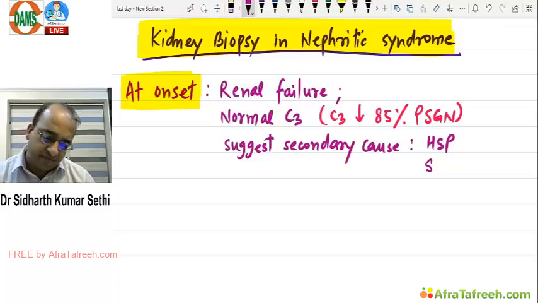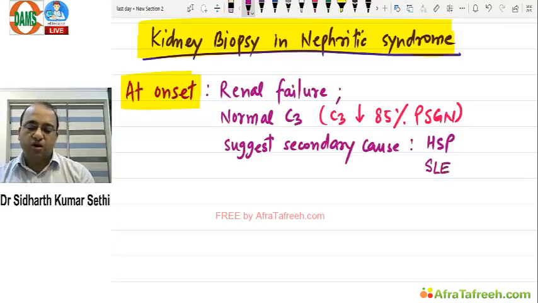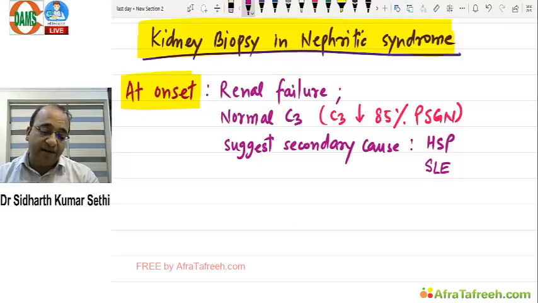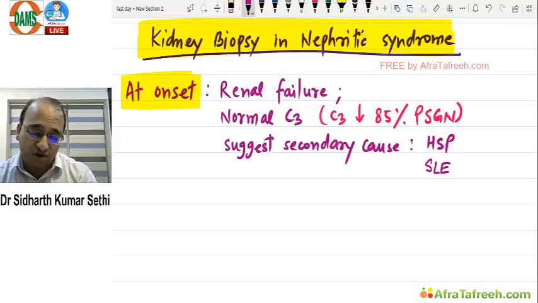If this child has features of SLE, all of you will read about SLE. In SLE, there is a malar rash, anemia, photosensitivity, seizures. Think about a secondary cause of nephritis.